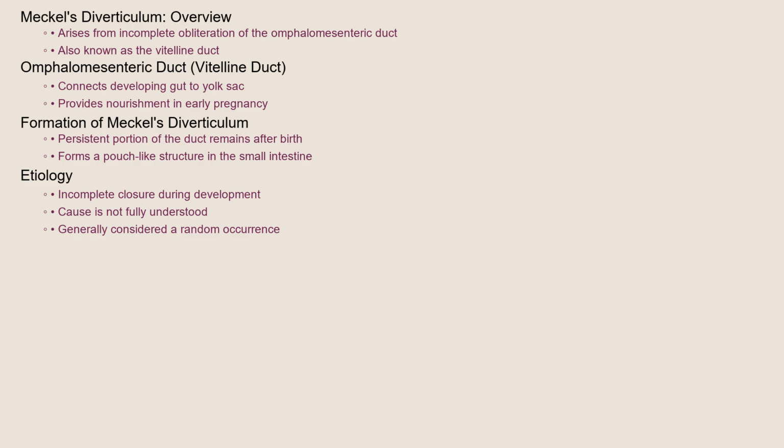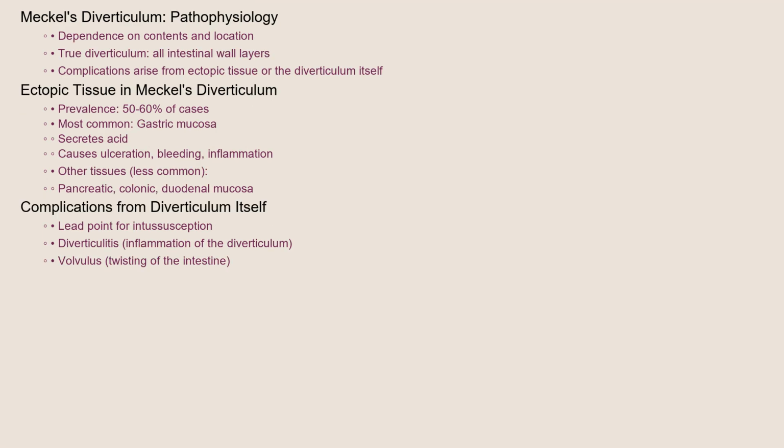occurrence during development. The pathophysiology of Meckel's diverticulum is largely dependent on its contents and location. This diverticulum is a true diverticulum, meaning it includes all layers of the intestinal wall. In a significant percentage of cases, about 50–60%, it contains ectopic tissue, most commonly gastric mucosa. This gastric tissue secretes acid, which can lead to ulceration, bleeding, and inflammation in the adjacent ileal mucosa. Other less common ectopic tissues found include pancreatic tissue, colonic mucosa, and even, rarely, duodenal mucosa.